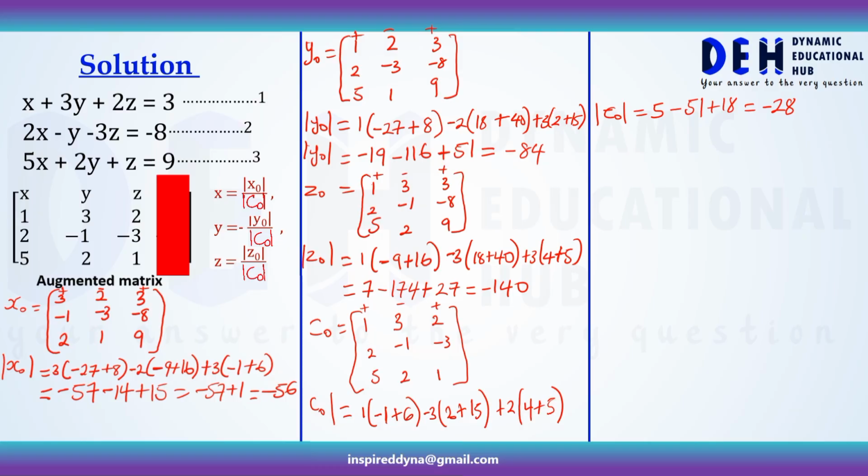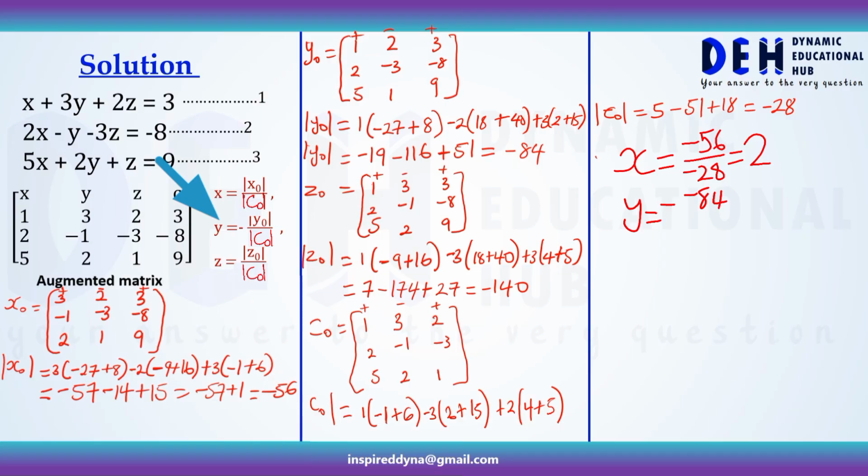So let's go ahead and start finding our answers. To find x, you use this formula, okay? Determinant of x naught divided by determinant of c naught. So, and that is going to give us what? X is equals to minus 56 divided by minus 28, and that is equals to 2. So this is x. So you use this formula to find y as well. So you have minus y naught determinant divided by c naught determinant. So y is equals to minus 84 divided by minus 28, and that will give us minus 30, because minus 84 divided by minus 28 is 30. Because of this minus, you now have minus 30.